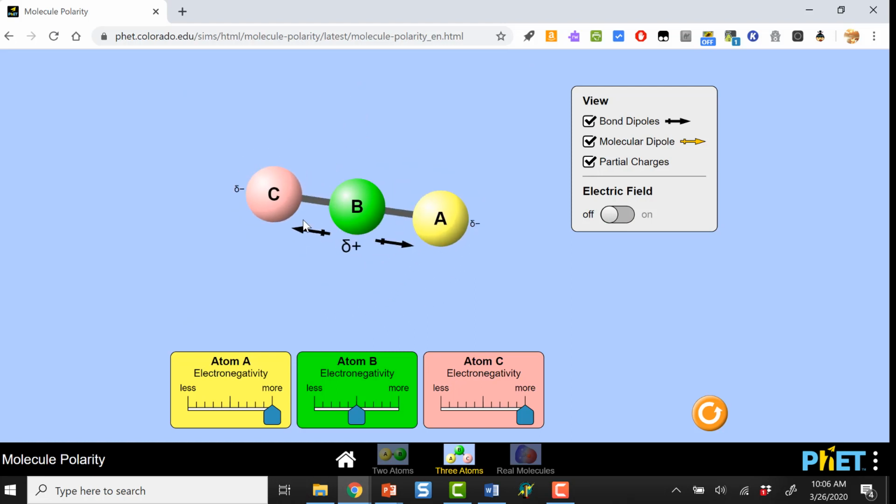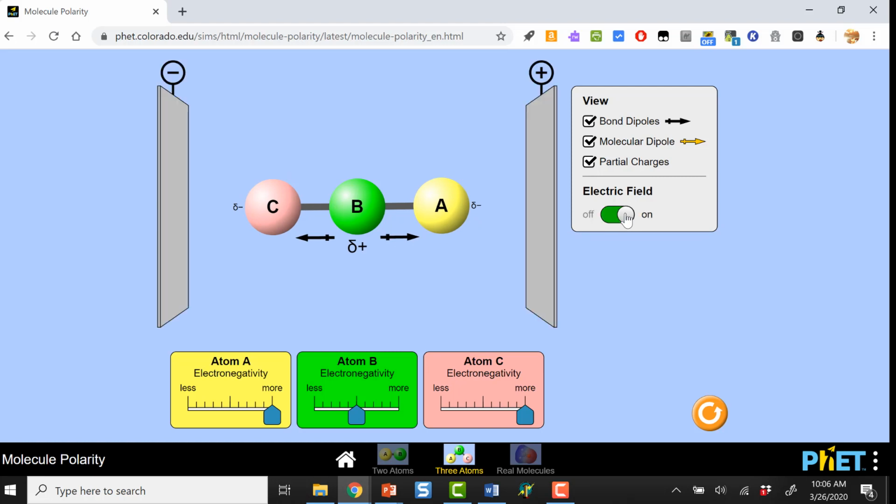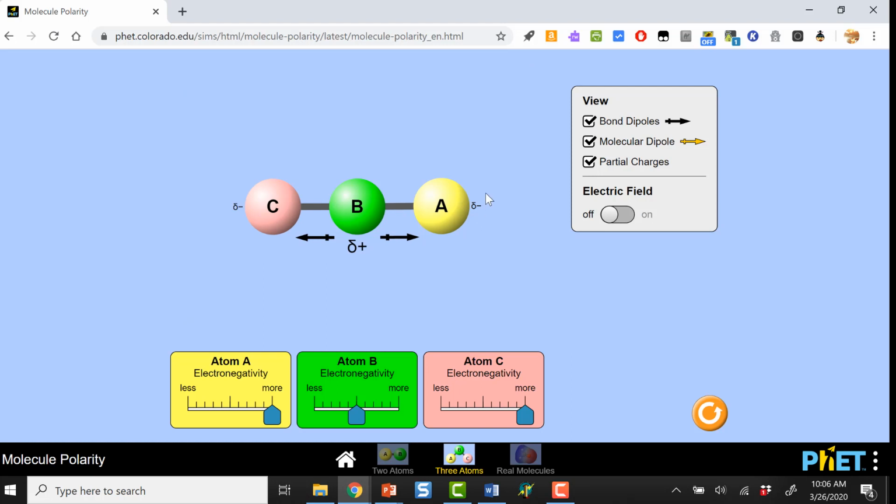Let's try if it goes this way. Will it react to an electric field? Doesn't look like it. Okay, so the thing is that we're only looking at the ends here, and the ends both wind up being partially negative. Since they're both partially negative, this does not show a dipole at all.